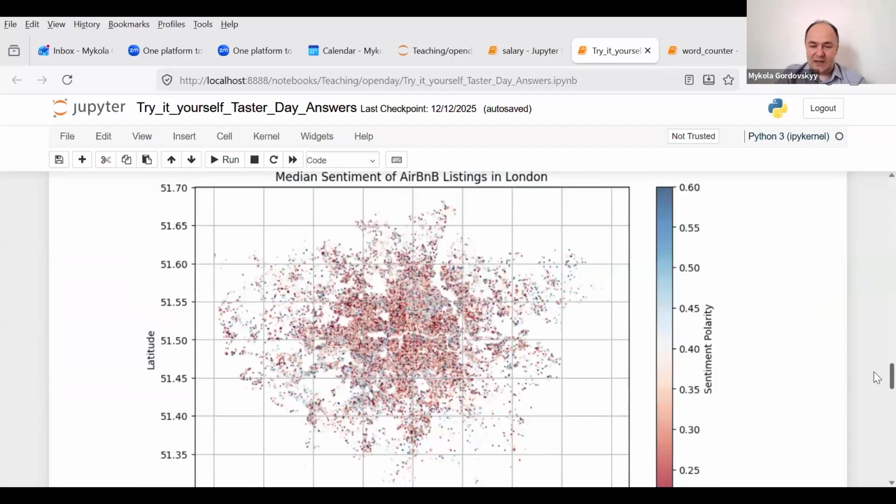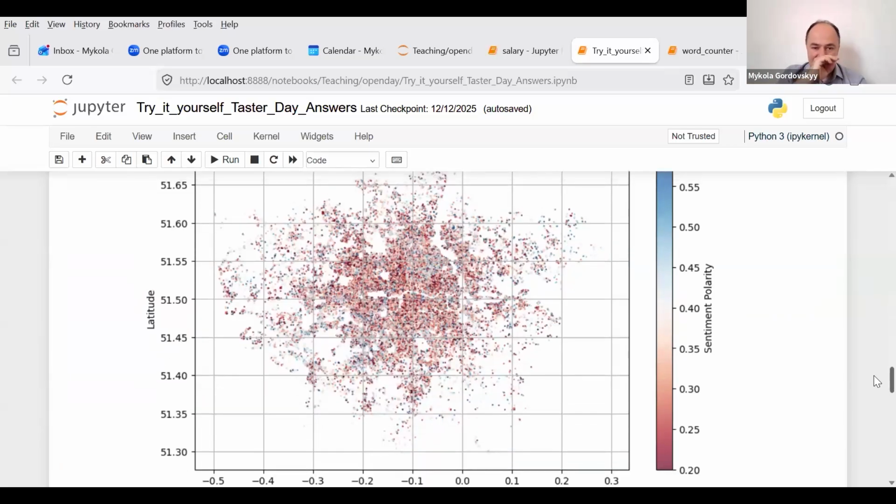So how's the other sentiment polarity? This map is probably slightly better. And again, we can see that there is some polarization. Some people are unhappy. Some people are happier about the places where they stay. And again, we can explore the cities this way.